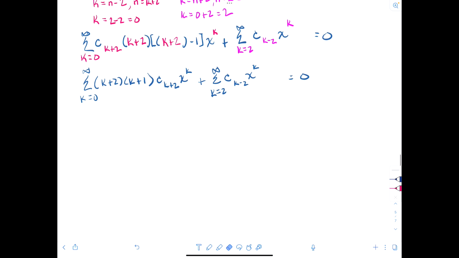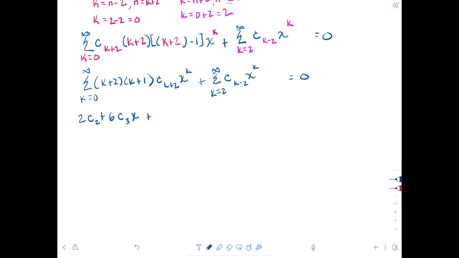Do you notice that when k is equal to 2 on the first summation, we would have an x squared? So we're going to find the first two terms. So our k equals 0 term, we plug in 0 wherever there's a k, and then we'll have 2 times 1 is 2c2, x to the 0 is just 1. When we plug in k equals 1, we would have 1 plus 2 is 3, 1 plus 1 is 2. So we'll have plus 6c3 x to the 1.